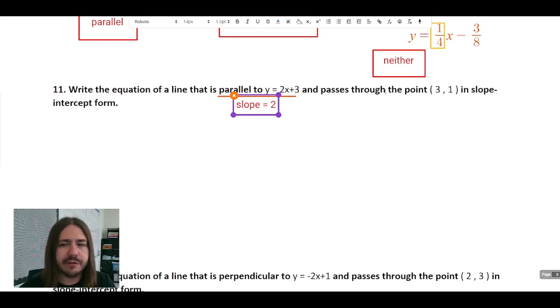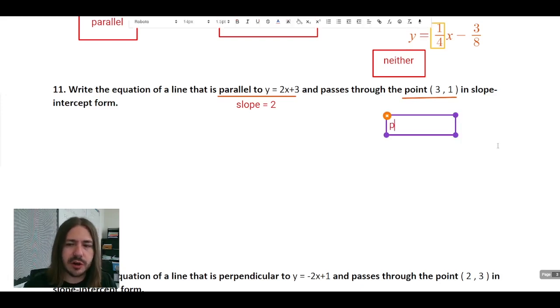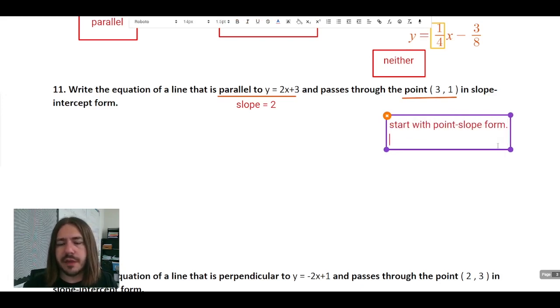So this one we don't have in slope-intercept form. We don't have the y-intercept. They do give us this point. But just talking strategy here, we're going to start with point-slope form. Then we are going to move around the terms and algebraically manipulate the equation into slope-intercept form. It is asking for this in slope-intercept form. So then change to slope-intercept form.